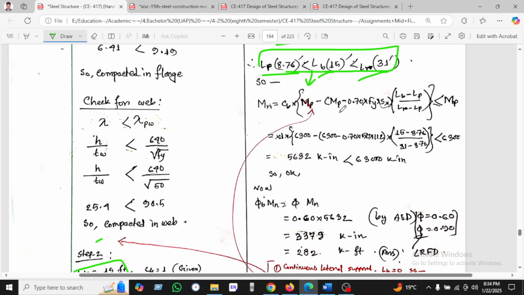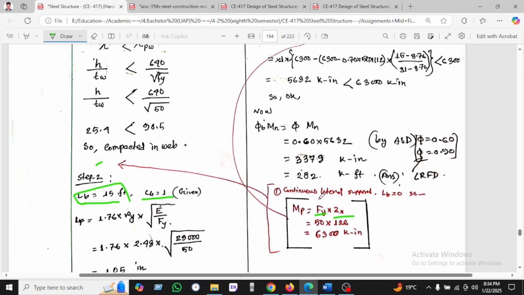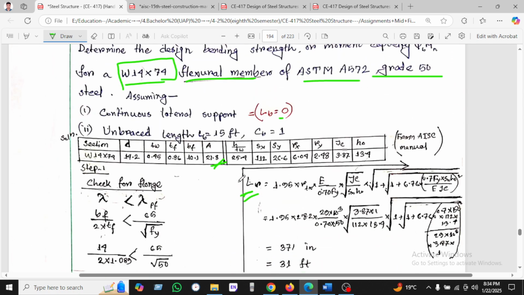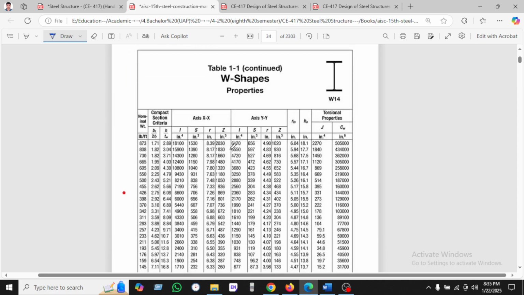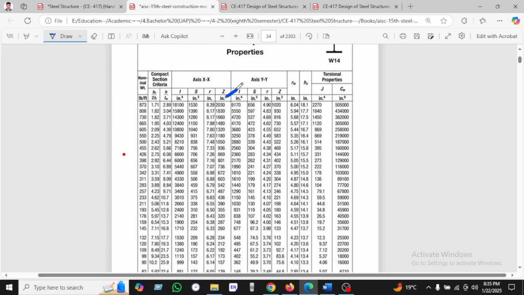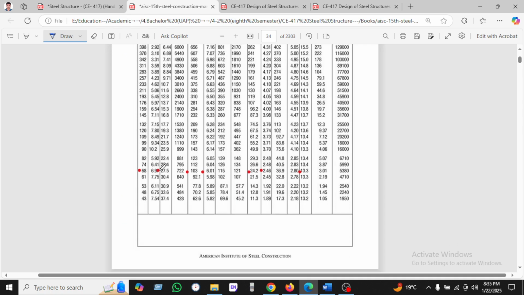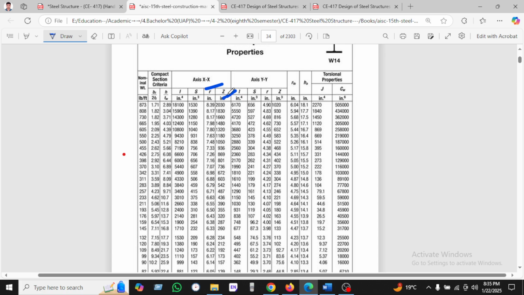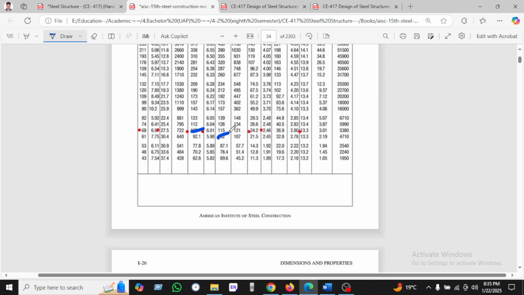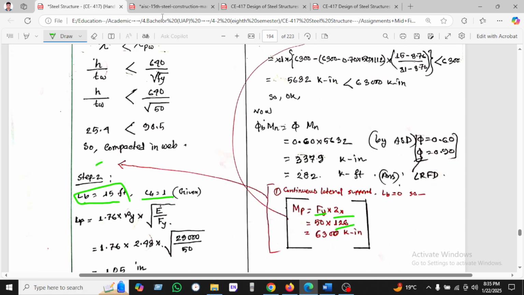So we used this formula and found the Mp value. The Mp value is taken here as Fy into Zx. Fy is given as 50, and Zx we are finding from the table. From here is the Zx value for W14x74. So this is the Zx. Zx equal to this line, so Zx we have found 126. Okay, 126.